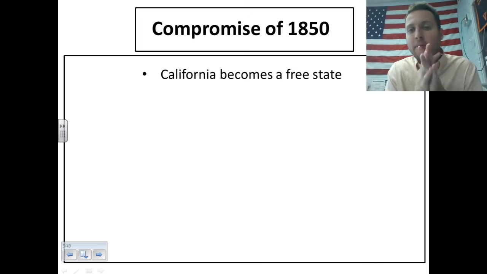What's a premium way to remember this? California's got a football team, the 49ers. That's because everybody went to California in 1849. So 1 year later, they decided what kind of state they would be. That's why it's the Compromise of 1850.